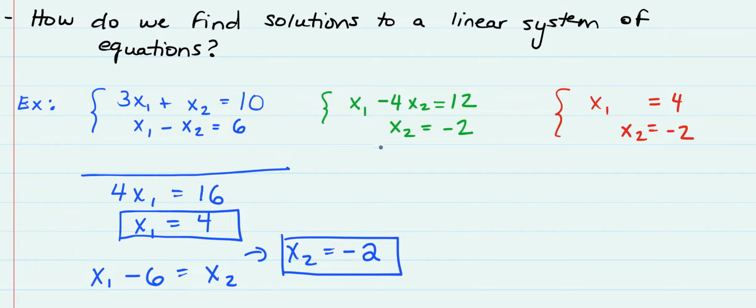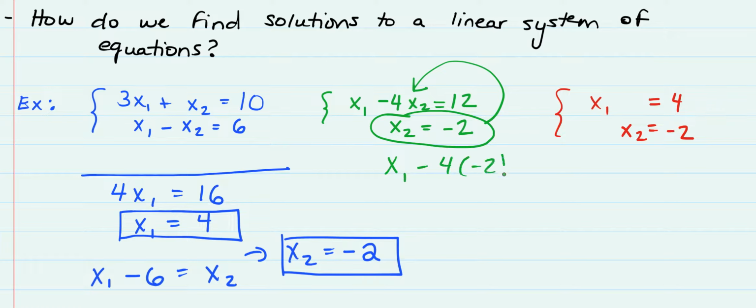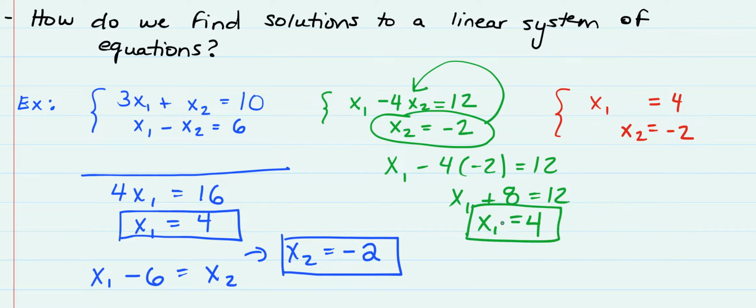Okay, let's solve the second one. Now the second system is less complicated than the first one. All we have to do, because it tells us exactly what x sub 2 is, we just plug it in right here and we get x sub 1 minus 4 times negative 2 is 12. X sub 1 plus 8 is 12, so x sub 1 is 4. We get the same solution. We get x sub 1 is 4 and x sub 2 is negative 2.